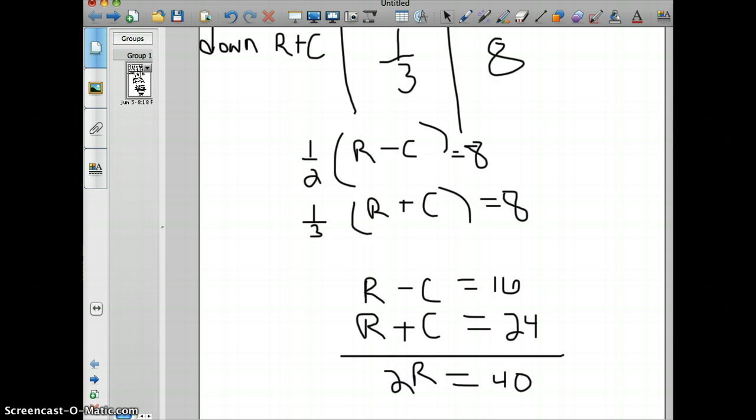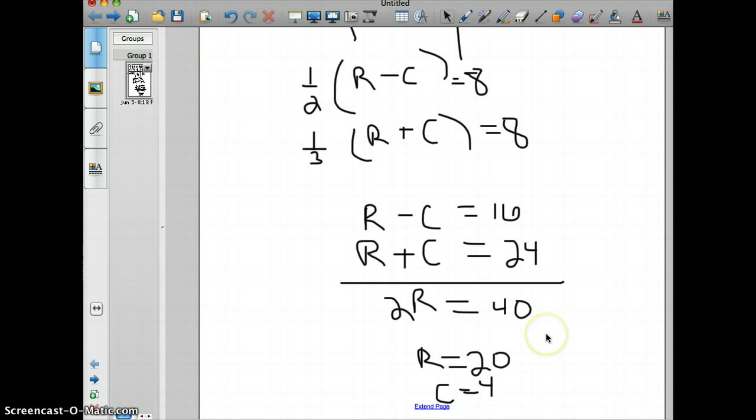So then I can solve by elimination, which is what I use. It's the easiest one. It's set up. Our currents are going to cancel out. I get 2 times the rate equals 40. And then I can solve for the rate, which is 20. Plugging it back into either equation, I get my current to be 4. And there is your solution. Hope this helps.